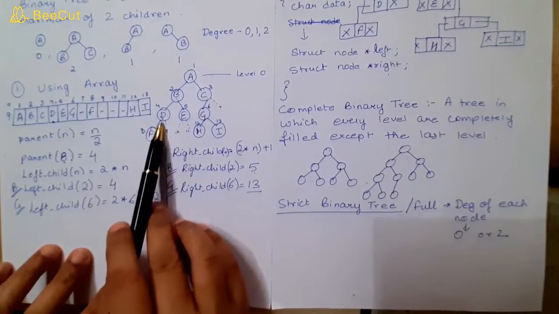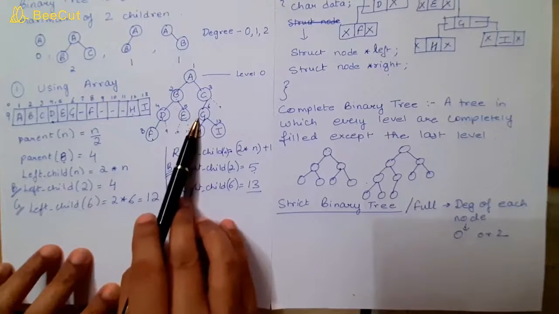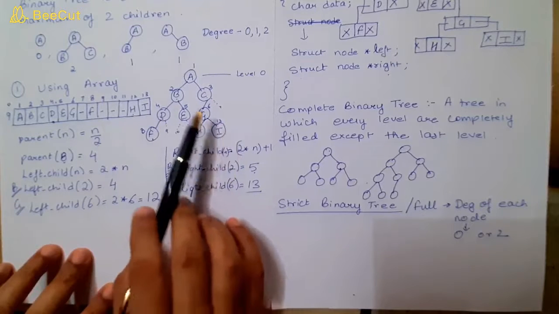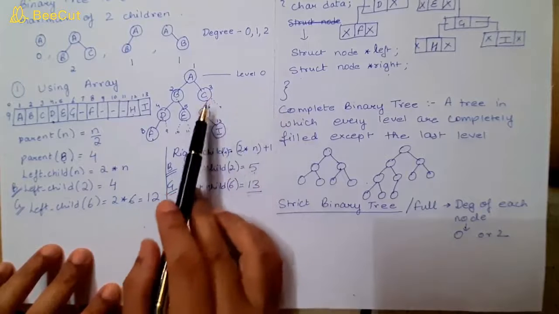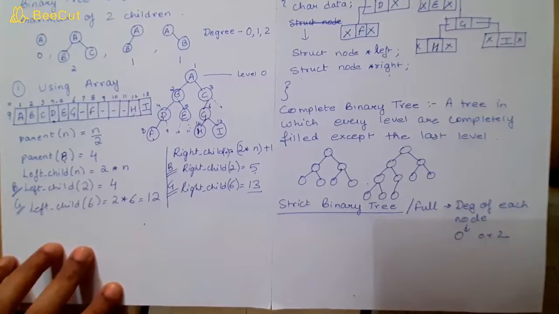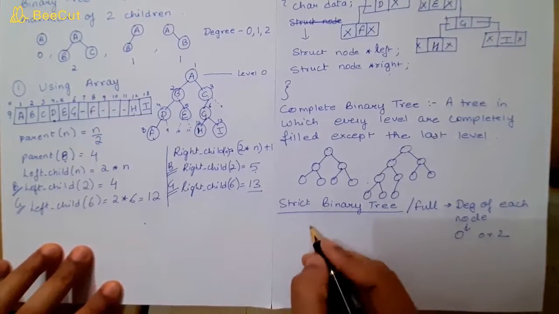If this D is having 2 children, then in that case this must be a full binary tree, because the rest of them are having either 0. One more, C is also having 1 child, so it cannot be a full binary tree. For a tree to be a full binary tree, it should have either 0 or 2 children. So we'll see the example for this one.